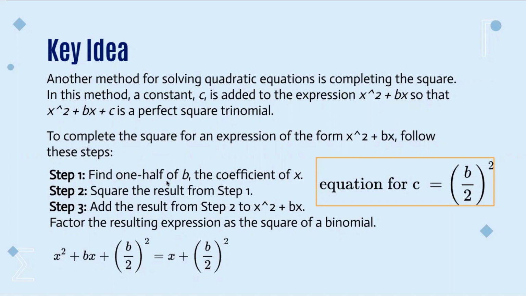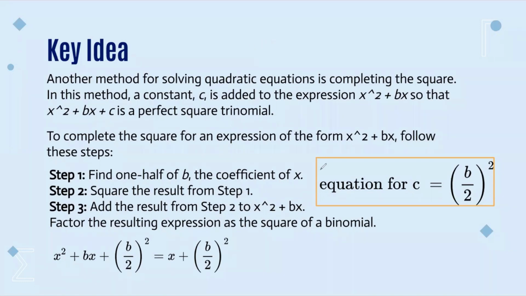Step 1, you're going to find 1/2 of b, the coefficient of x. Step 2, you're going to square the result from step 1. And then step 3, you're going to add the result from step 2 to x squared plus bx, then factor the resulting expression as the square of a binomial.